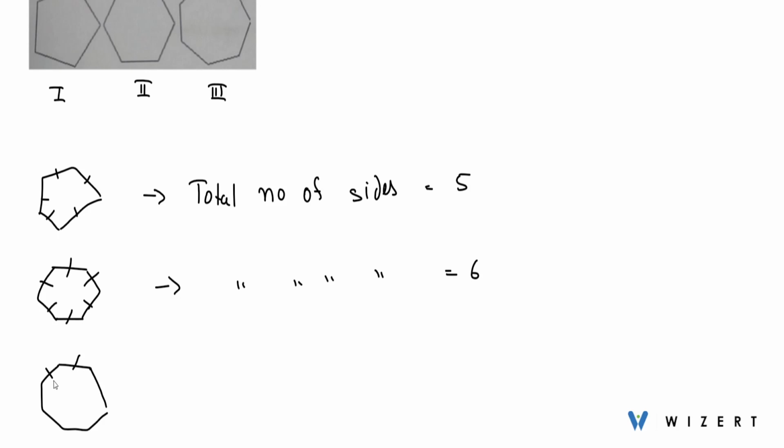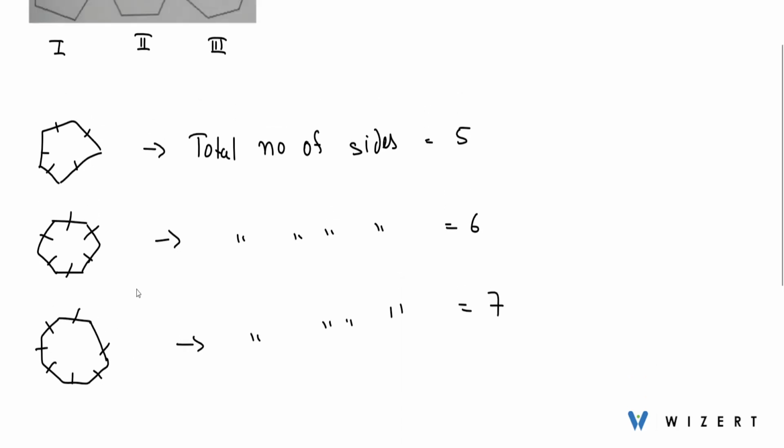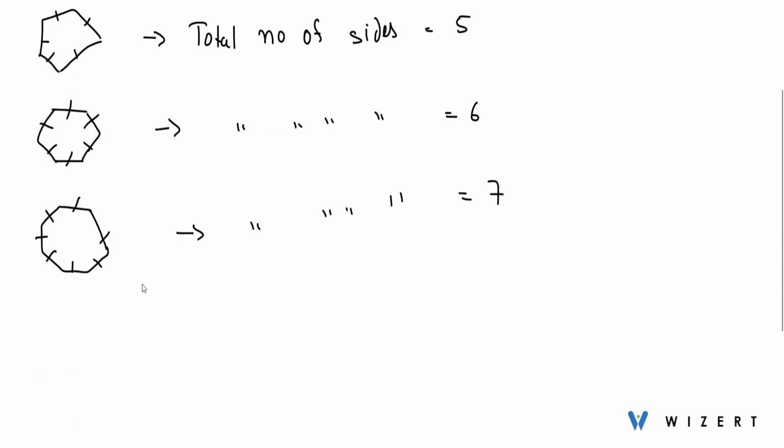1, 2, 3, 4, 5, 6 and 7. So total number of sides is equal to 7. So can you observe the pattern? In the first figure, total number of sides are 5, in the second figure it's 6, and finally in the third figure it's 7. So the total number of sides is increasing by 1. So the next figure should have 8 sides.